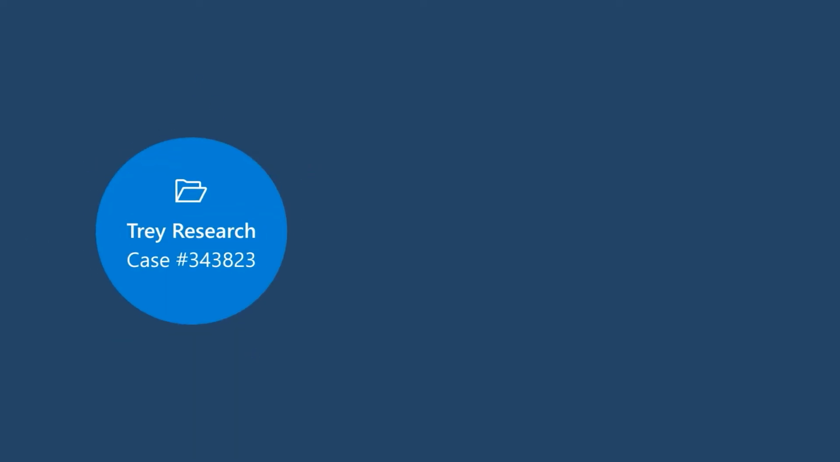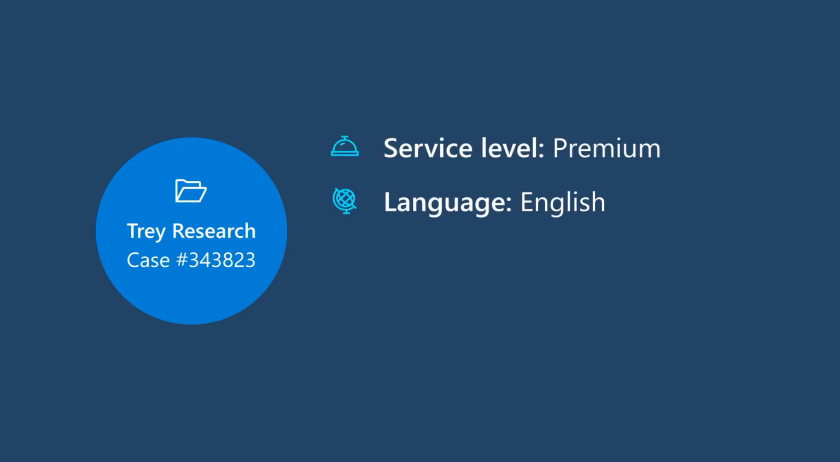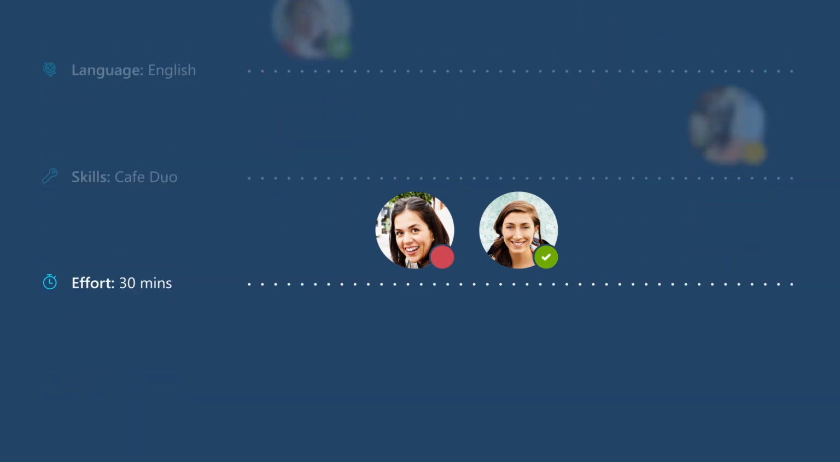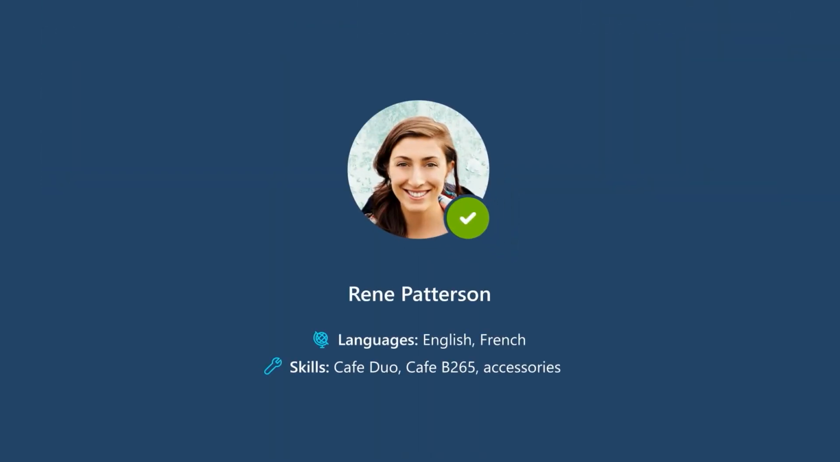A case is created. Based on Carla's provided information, it includes the service level, Carla's preferred language, the required skills, and a prediction of the effort required. The intelligent assignment engine automatically routes the case to Renee, an agent who's been specifically trained to service Carla's machine. Renee just came back from lunch, so she has more than enough time to help Carla troubleshoot the issue.